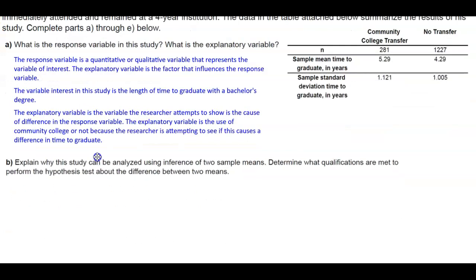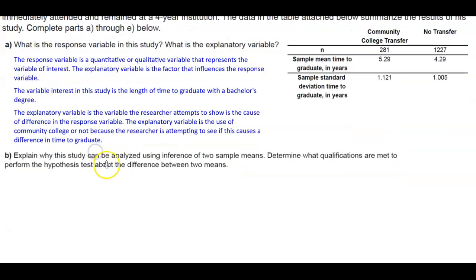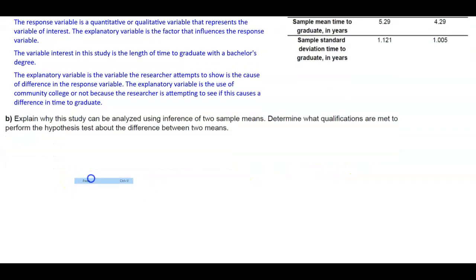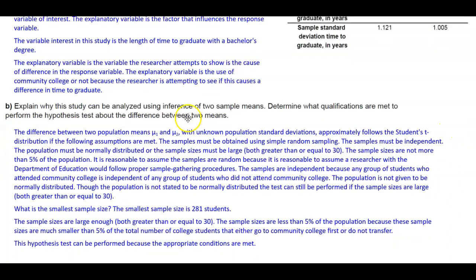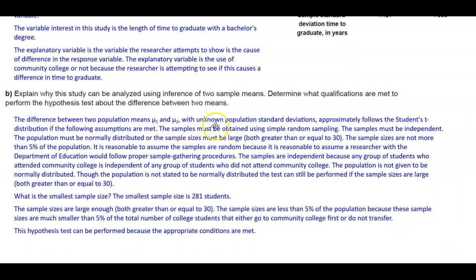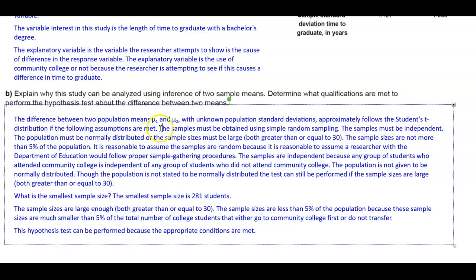Okay, next question states, explain why this study can be analyzed using inference of two sample means. Determine what qualifications are met to perform the hypothesis test about the difference between two means. Well, the difference between two population means with unknown population standard deviations approximately follows the Student's t-distribution if the following assumptions are met.